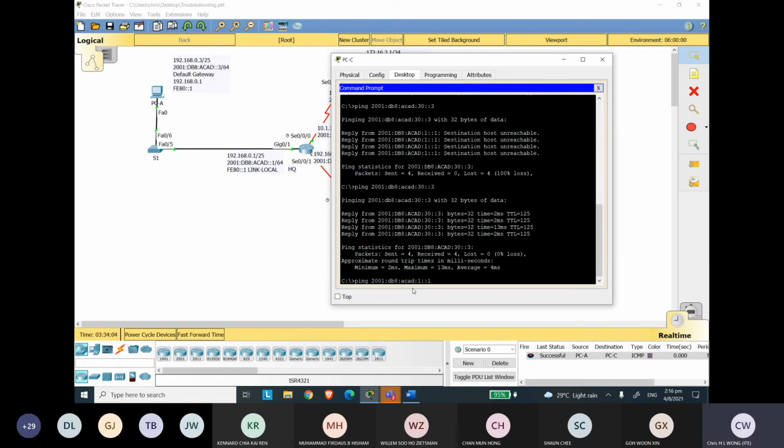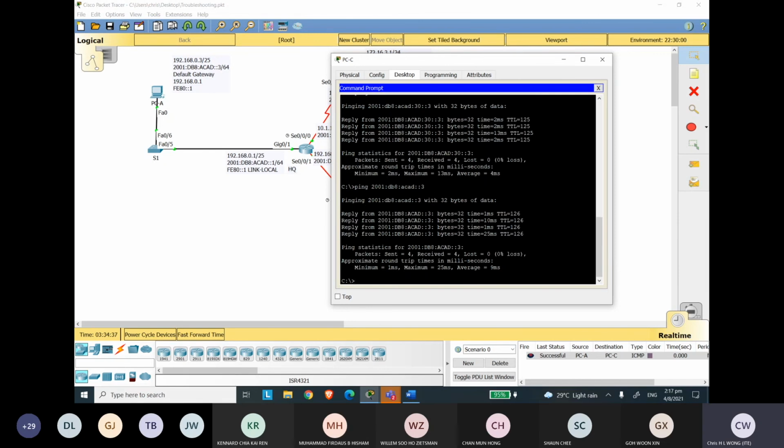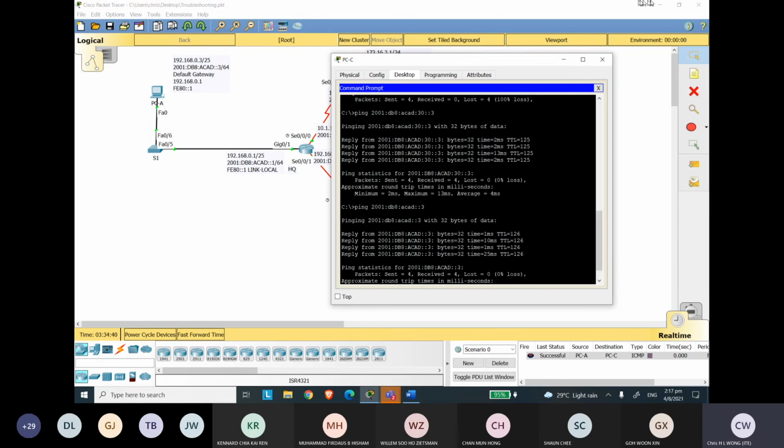PCA is 1. Hold on, sir. Let me just. So I'm supposed to ping ::3, right? Yeah. This is supposed to be ::3. So this is PCA. Can you check? I should be able to. Too many colons. ::3. Take away the 30. So PCA also can. PCA can. Web server can.